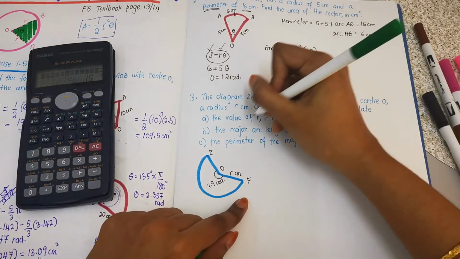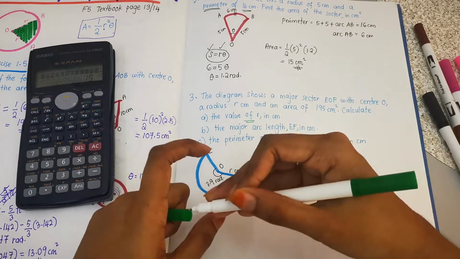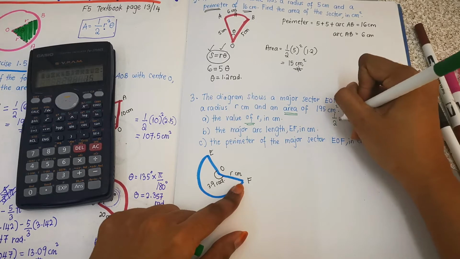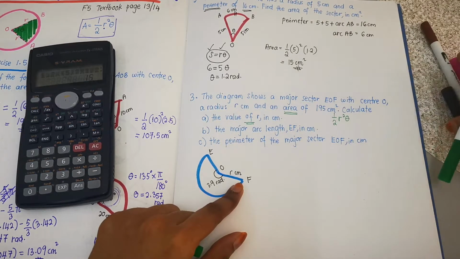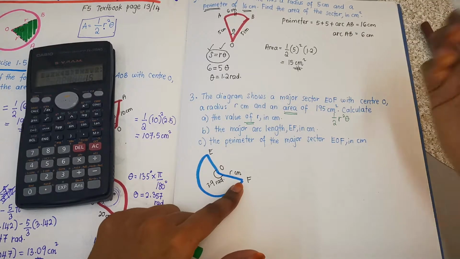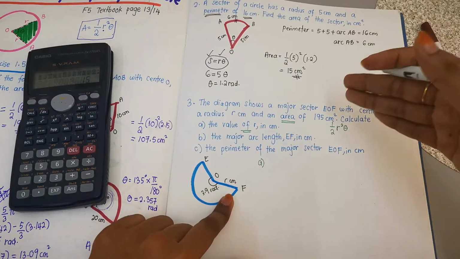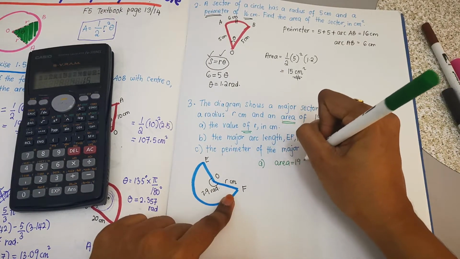We want to calculate radius. The information that is given is area, so automatically you must use the 1/2 r squared theta, because area is given. So I think we can straight away do for A, immediately apply the formula. So the area is 195.